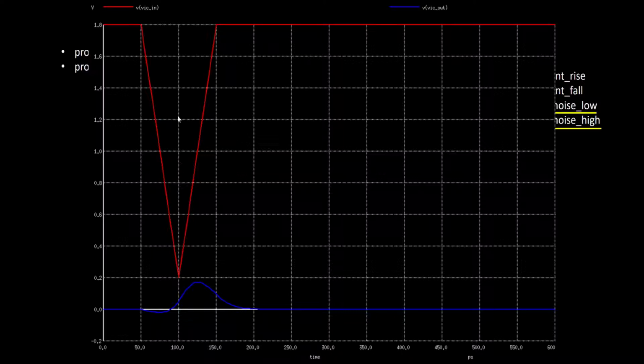So if you see a higher noise height but a lower noise width, this might eventually get filtered out by the inverter, because the inverter acts as a low pass filter. All the high frequency signals will get filtered out. Okay, so this is basically your noise immunity curve.